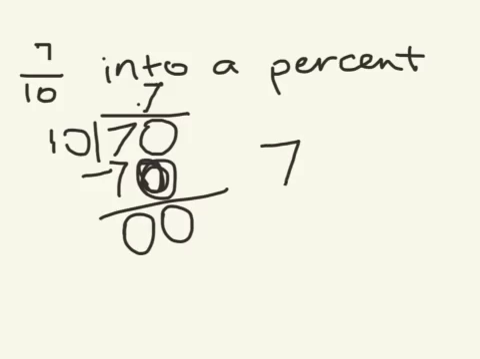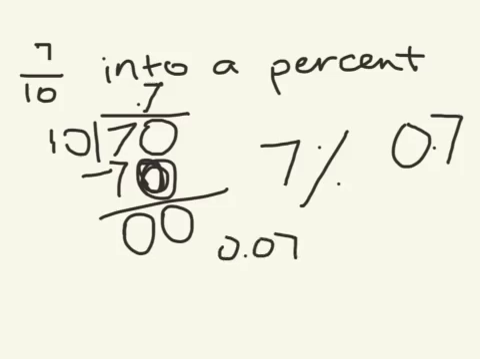So what's your answer? 7%. Oh, so close. How do you write 7% as a decimal? What is this then, if I write this? What percent is that? Is that a percent? No. What percent is this one? It's 0%.